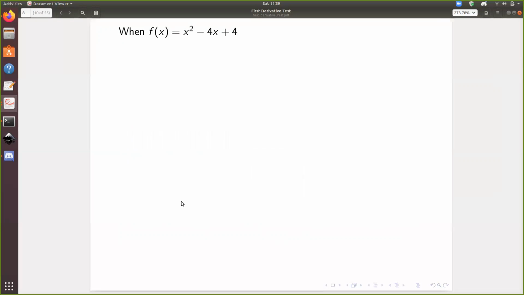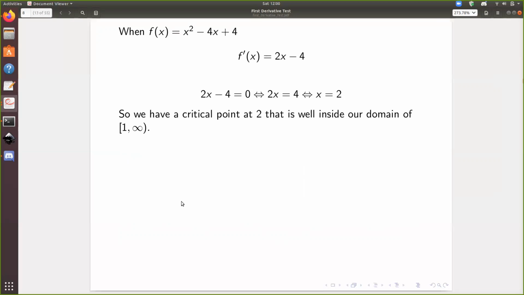So here is f of x, x squared minus 4x plus 4, and we take the derivative. Let's do our power rule, and we get 2x minus another power rule problem, minus 4. And then the plus 4 at the very end goes away, derivative of a constant. So we'll set 2x minus 4 equal to 0. Move the 4 over, and we get 2x equals 4, and then divide both sides by 2, and we get x equals 2. So there's our critical point.